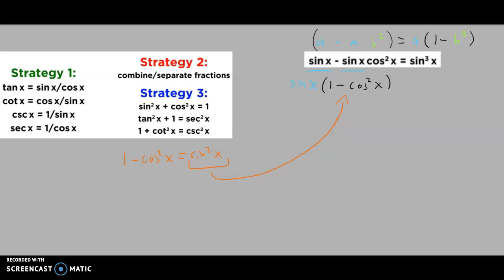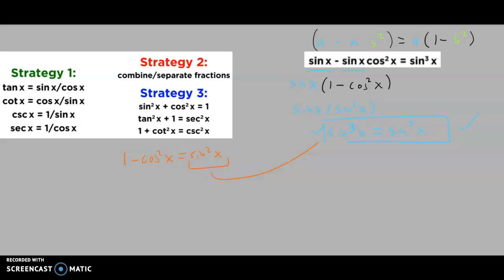So if I were to rewrite that now, I would have sine x times, let me erase this, times sine squared of x, and I want that to be equal to sine cubed of x. Well, we're pretty much there now. Sine times sine squared, if I'm multiplying two things with like bases, I just add the exponents. So 2 plus 1 is 3. So that's going to give me sine cubed of x is equal to sine cubed of x. That's what was on the right side. So that's it. We're done with that one. Check, check. So this one wasn't too difficult.